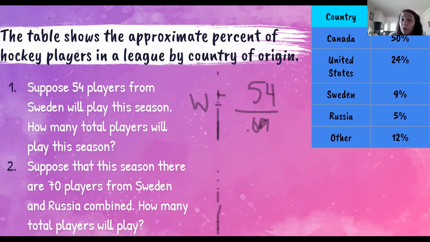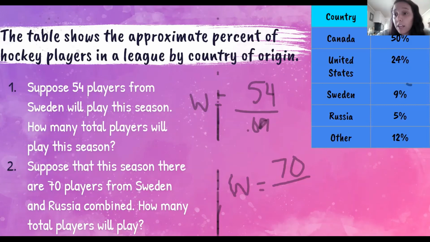So then number 2, and I just wanted to show you this one because it's a little bit different, and I think you have one like this on your homework. So it says, suppose that this season there are 70 players from Sweden and Russia combined. How many total players will there be? So I have my whole, that's what I'm trying to find, and then there are 70 players from both Sweden and Russia. So what I'm actually going to do is, in order to find the percent of that, I need to take Sweden's percentage and Russia's percentage and add them together.